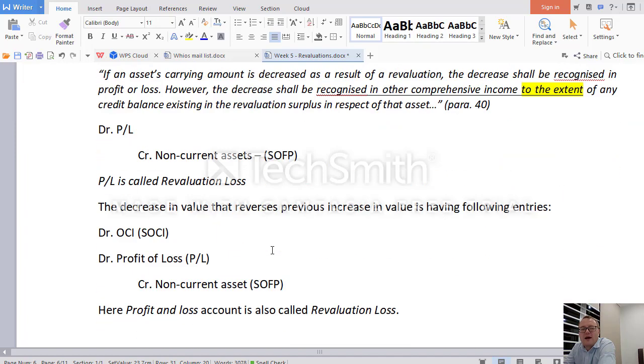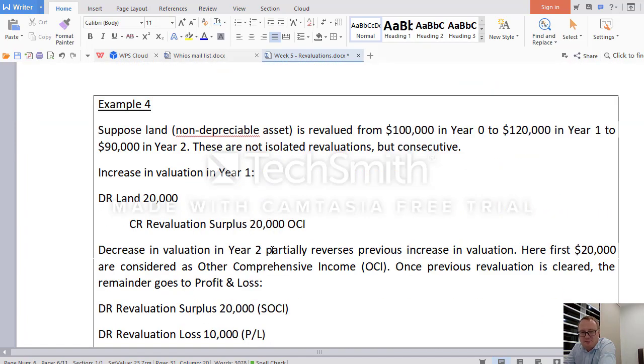And now let's look at another example, the opposite. In the previous example, we first devalued and then revalued. Now we first revalue and then devalue. So initially increase from 100 to 120 and then from 120 down to 90. So first, revaluation from 100 to 120 is an increase of 20,000. Of course, it goes to other comprehensive income, not affecting our net profit and income statement. And the value of land, of course, increases.